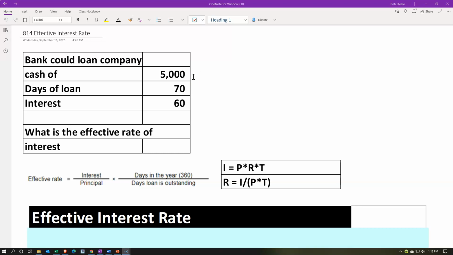So we got the bank could loan the company cash of $5,000. So the loan's going to be $5,000. We're talking a loan for less than a year. So the days of the loan are going to be 70 days of the loan. The interest, not the rate, but the interest amount is going to be $60.